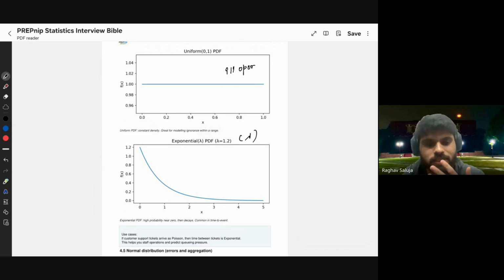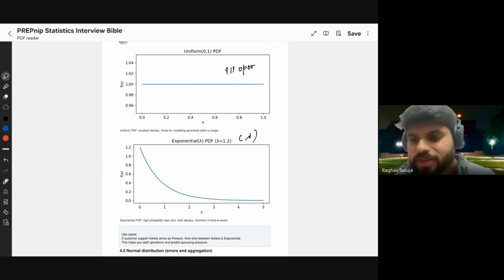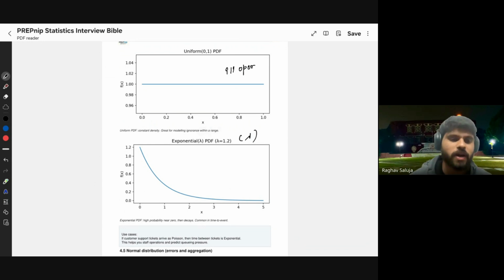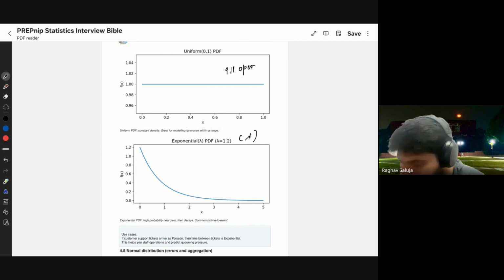It is memoryless. Even if you have been waiting for 10 minutes, the probability of the call ringing the very next minute is the same as if you had not been waiting for 10 minutes and had just sat down. That is what I want to say. So it's a memoryless thing. This is the magic part also. Remember this.